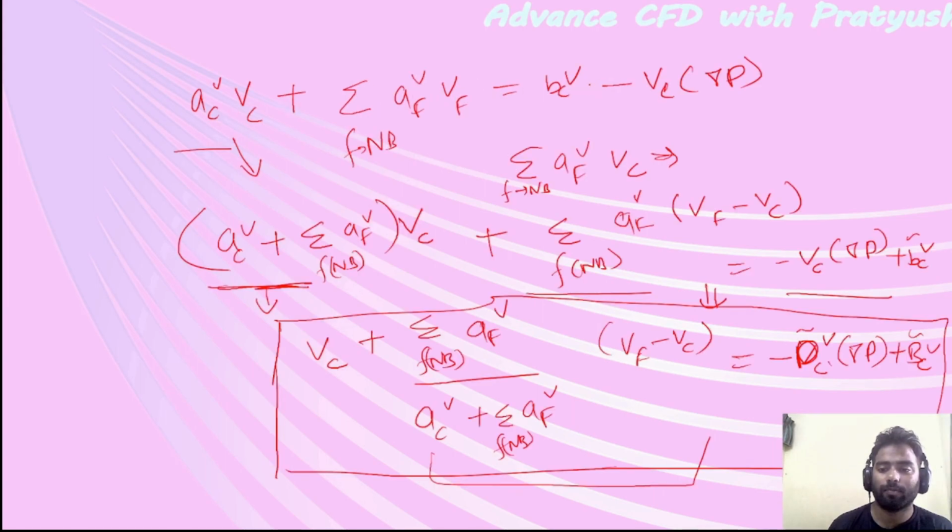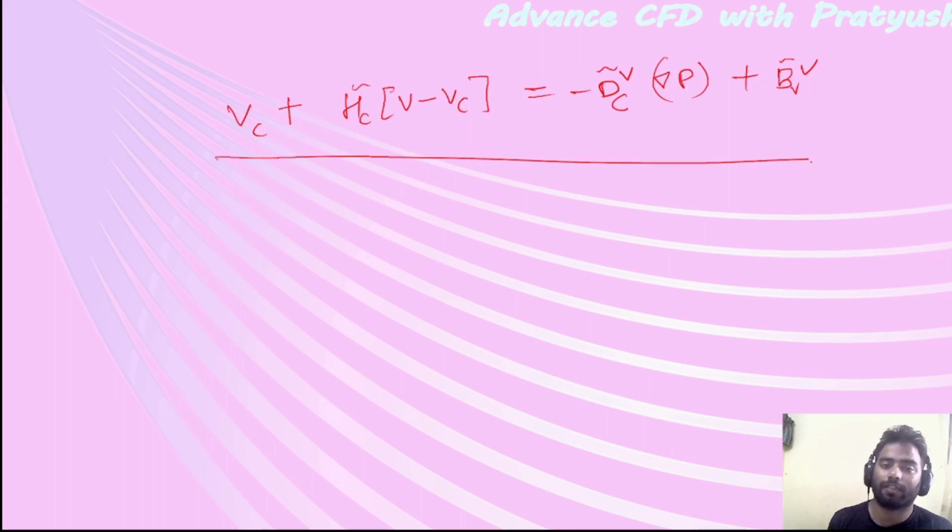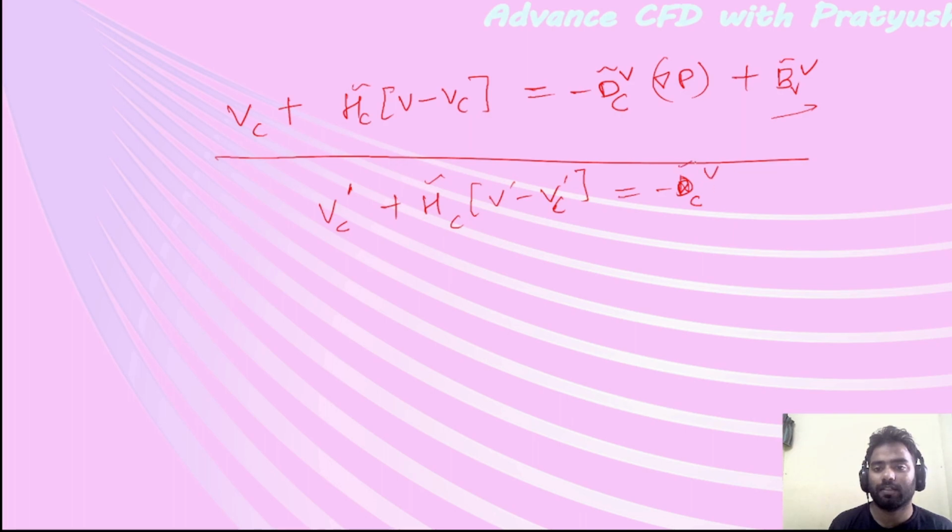Now this right side will be similar to what we are writing here: DC into del P plus VC. Okay, so we can also find out the corrector step for these equations. So for the corrector step, these terms will go out, and now it can be written as VC dash plus HC into V dash minus VC dash, minus DCV into del P dash.